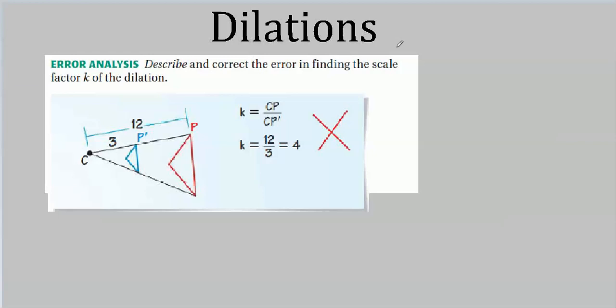What's the scale factor, k? Well, that's pretty good. They just got it backwards, or reversed, or upside down. It's CP prime over CP. That's the only mistake he made. Of course, that's the difference between 4 and 1/4.